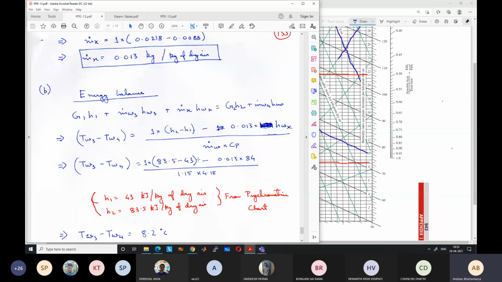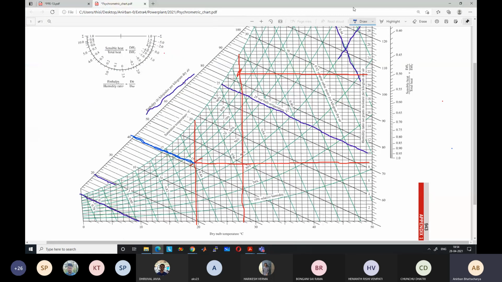In this case, I have calculated it as 43. If you use a scale, you can calculate more accurately, and it has come as 43. But it is nearby only. I think my line has deviated downwards. It should have gone somewhat like this.